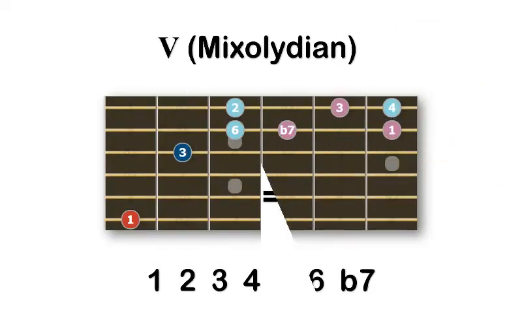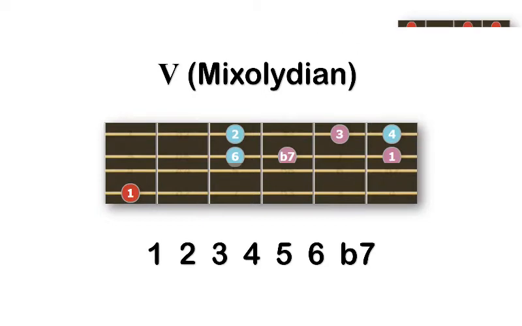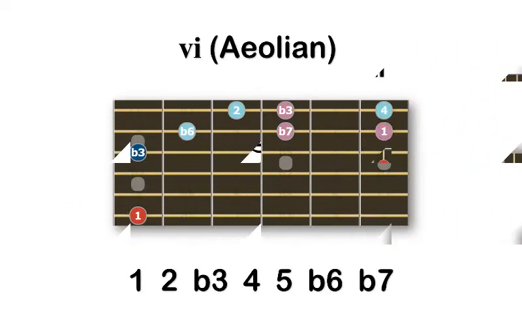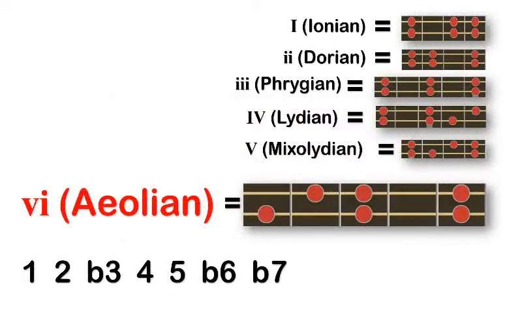Then we have our 5-chord mode, Mixolydian. This is the same as the Ionian mode, but with a lowered 7th interval. The 6th mode is our natural minor scale, or Aeolian mode. It's characterized by a lowered 7th, 6th, and 3rd, making it similar to our other minor modes.